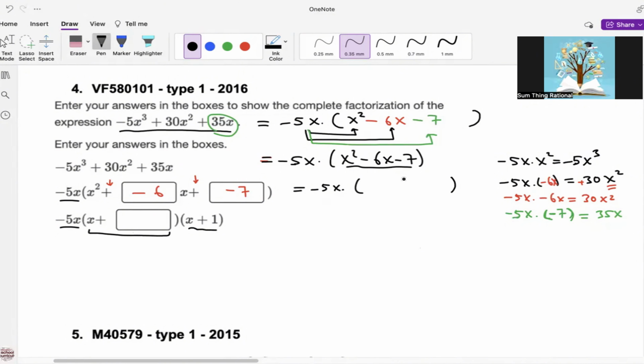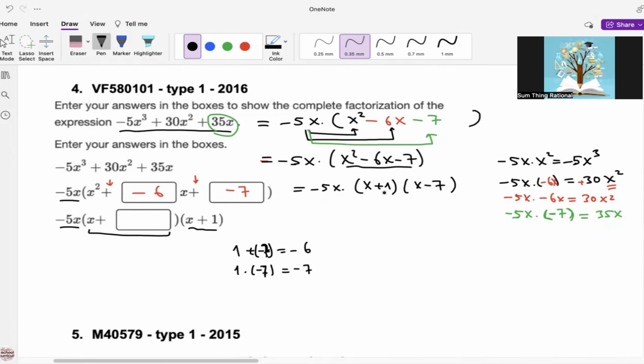There are two numbers: when you multiply them, you get negative 7, and when you add them, you get negative 6. One of them is positive 1. So what makes negative 6 when you add positive 1? Positive 1 multiplied by the same thing is negative 7. So if we put negative 7 here, their multiplication is negative 7, and negative 7 and positive 1 addition is negative 6. Because of that, it should be x plus 1 and x minus 7.